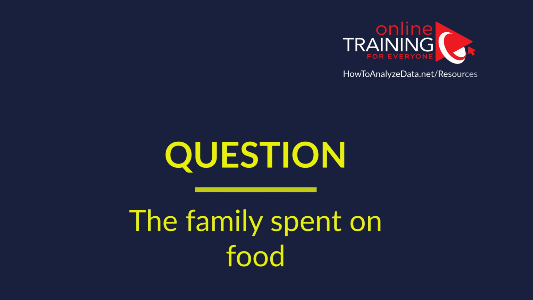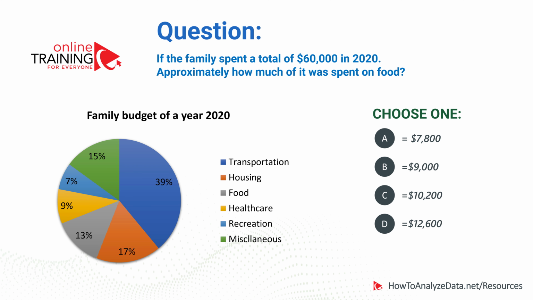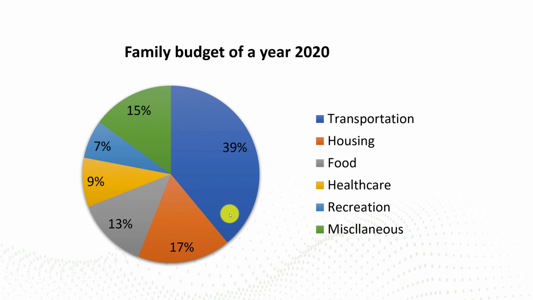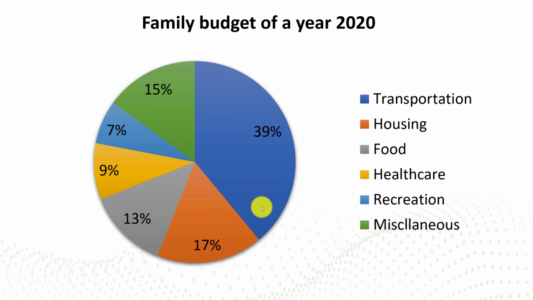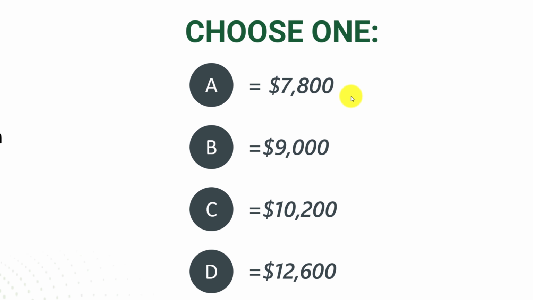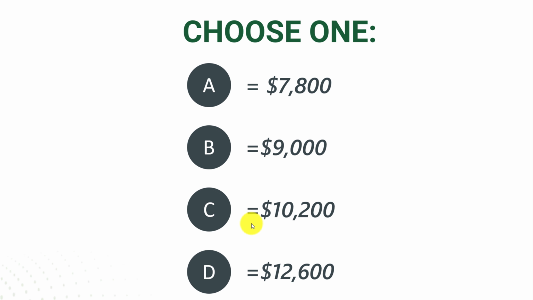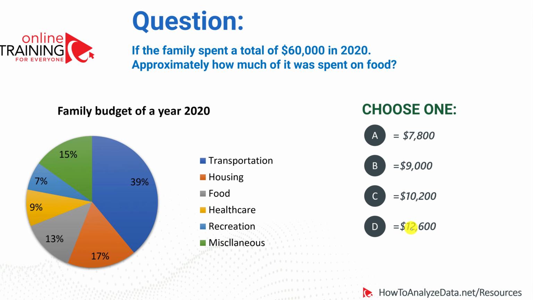Let's look at the question, which is very frequently used as part of various aptitude tests. You could see it as part of math reasoning, abstract reasoning, numerical reasoning, and a lot of other tests. If the family spends a total of $60,000 in 2020, approximately how much of this was spent on food? You have a pie chart with the percentages of spending, and you have different spending categories. And there are four choices as usual: $7,800, $9,000, $10,200, or $12,600. Which one do you think is the right choice?